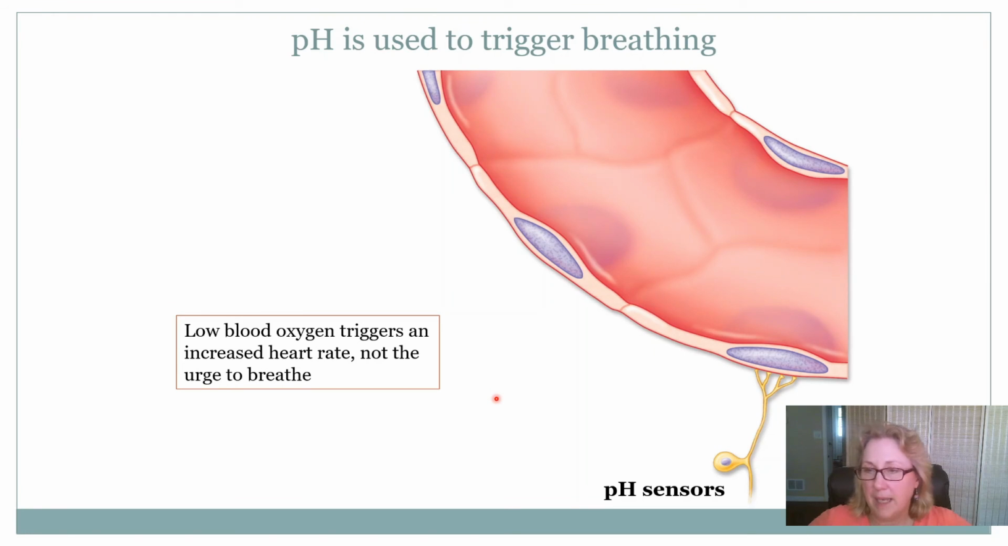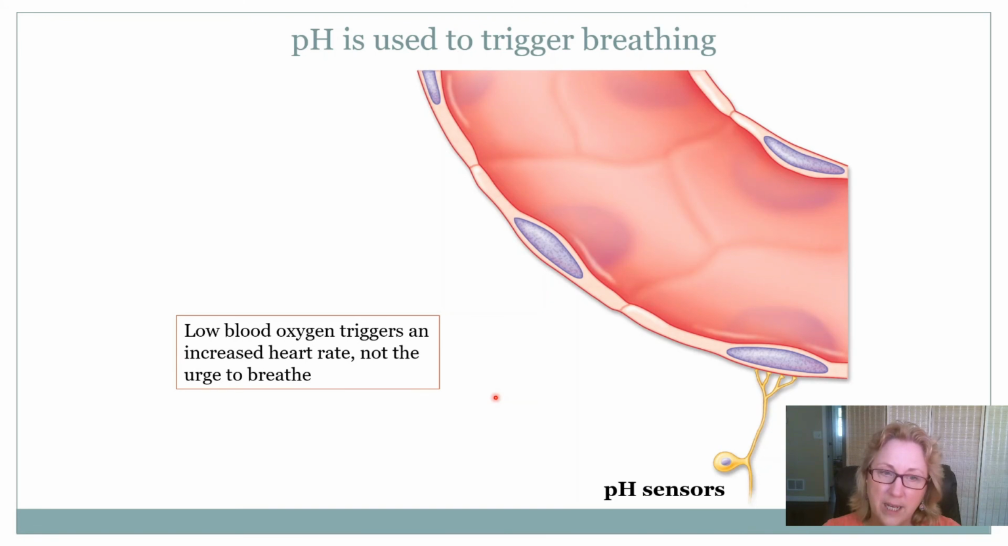We use the pH of our blood to trigger breathing and to indirectly monitor the amount of carbon dioxide in our blood. Our blood is extremely tightly monitored for pH. We often think that what we're sensing is oxygen levels, and we do sense oxygen levels. There are sensors in our blood vessels that detect oxygen, and there are different sensors that detect pH. Now, oxygen does not affect pH. How much oxygen is in your blood has no effect on the pH of your blood. Oxygen is not acidic or basic. It's neutral.